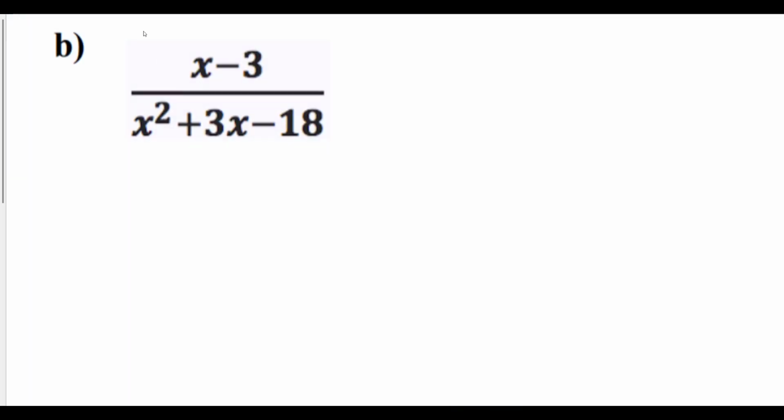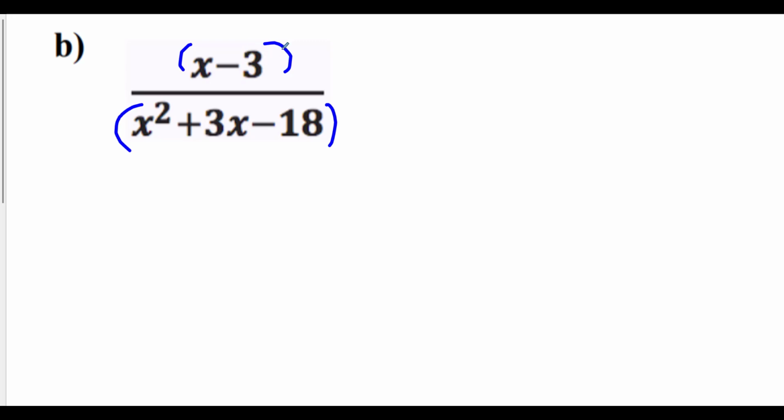Here we have an example of a rational expression. So this whole unit is called rational expressions. The definition is just basically you have a polynomial divided by another polynomial. So this divided by that. That's all it is. And we are going to now state restrictions for this.